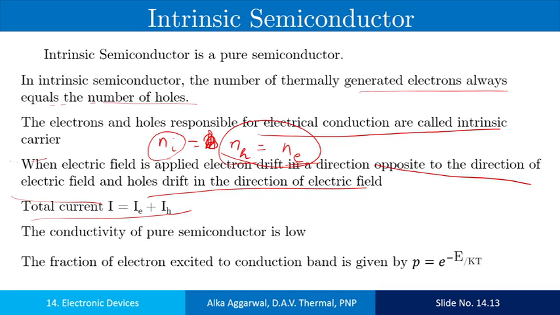The fraction of the electrons excited to the conduction band at a temperature T is given by this relation, where E is the energy gap between the conduction band and the valence band, or you can say it is the energy of the forbidden band. K is the Boltzmann constant and T is the absolute temperature. This formula is also applicable in case of insulators.